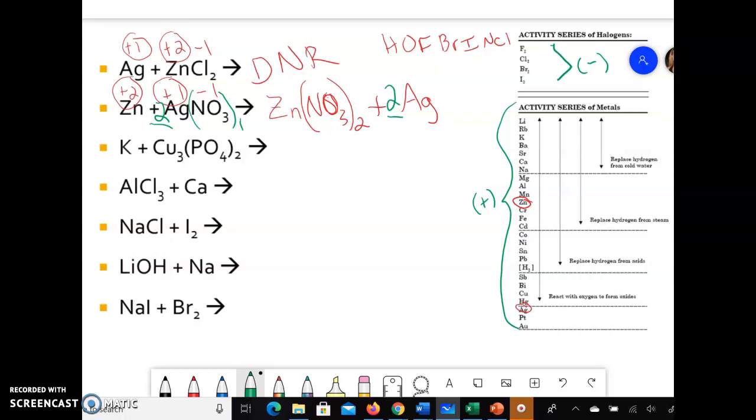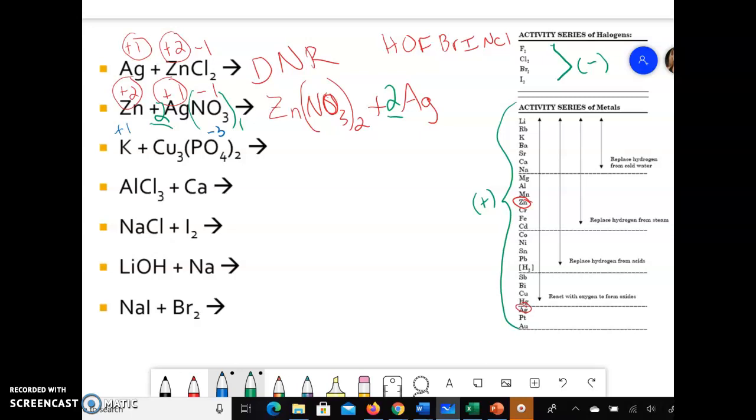So I'm just going to go through a few more of these for you so you can check and see if you're getting them right. All right, this next one, we can go ahead and put charges on. K is +1. Actually, let me put it on the top. Phosphate you can look up as -3.